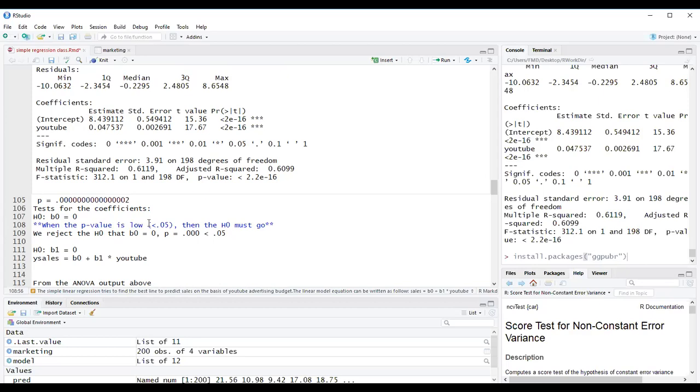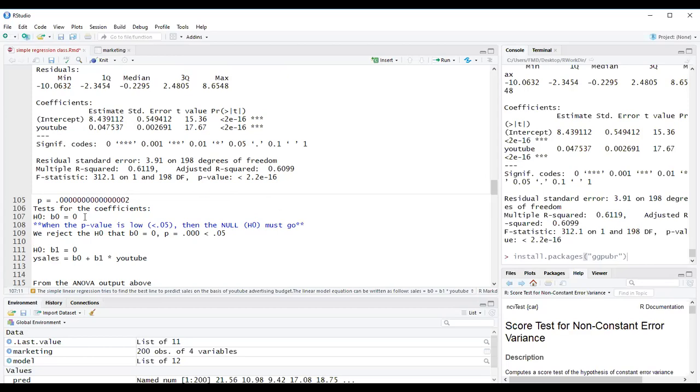When the p-value is low, the null must go, okay? So again, for the intercept, guys, what's our null hypothesis here? The null hypothesis, the intercept is your B sub 0. The null hypothesis there is B sub 0 is equal to 0.